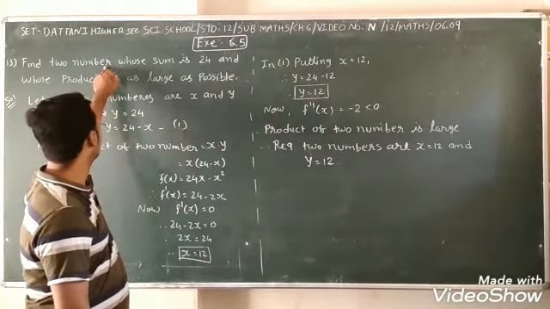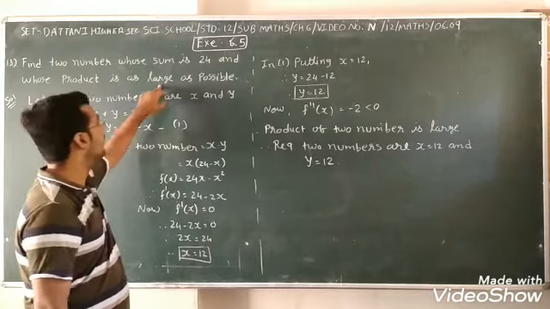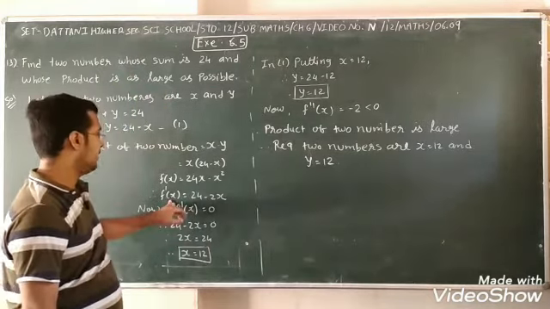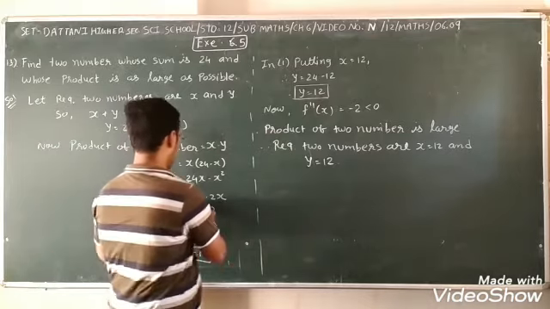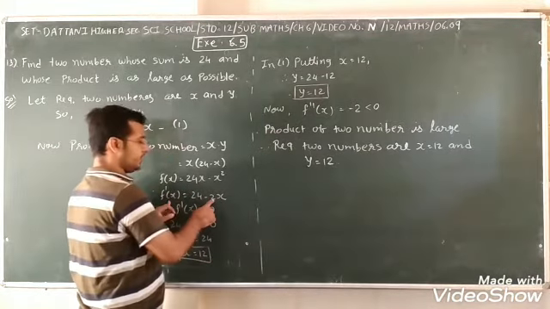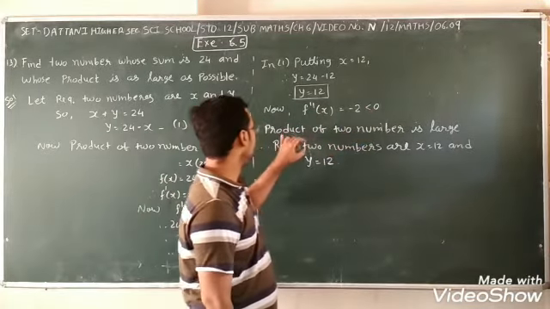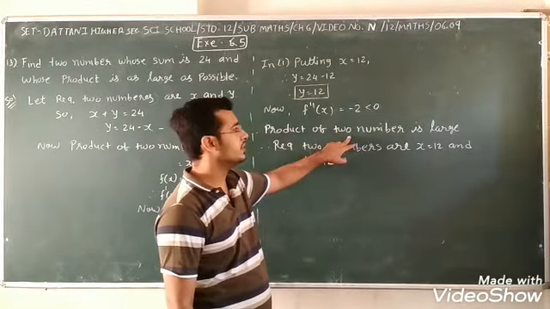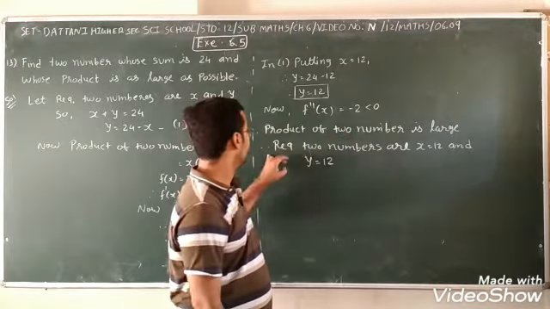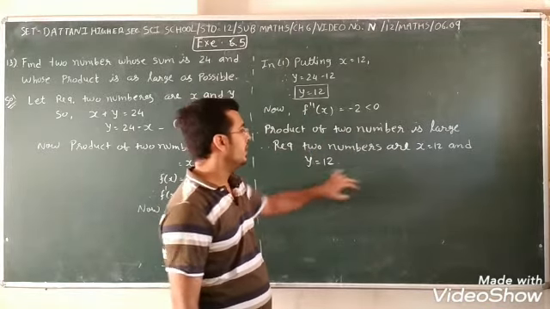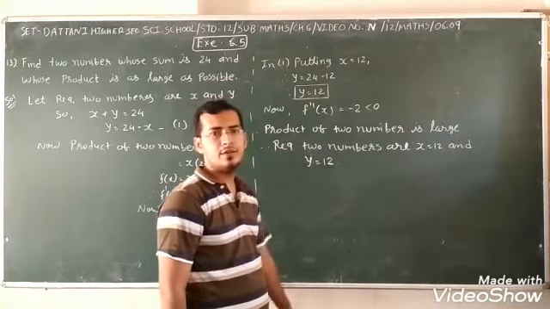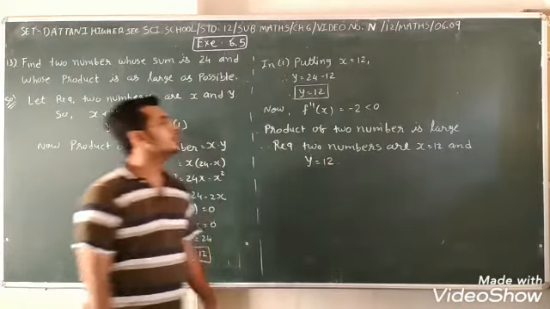Now we have found the two numbers. Now prove that the product is largest possible, so take the double dash of this. Derivative of 24 is 0, minus 2, x means 1, so minus 2, which is less than 0. Therefore the product of two numbers is largest, and the required two numbers are x is equal to 12 and y is equal to 12. Okay students, note it down.